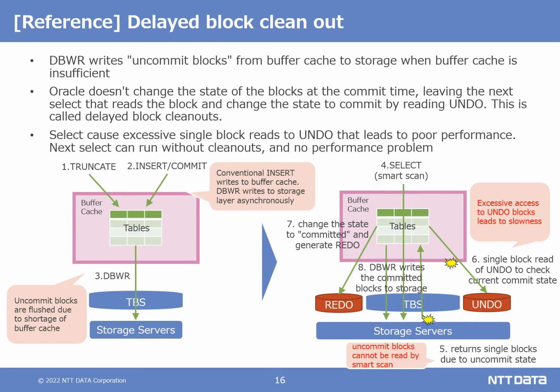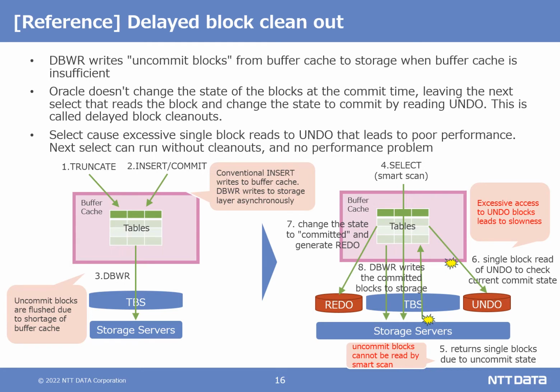This figure explains what happened in the third issue in the performance test. First, a table is truncated and inserted into by insert into select. Since the insert is conventional, it goes through the buffer cache. There are similar inserts running to different tables concurrently. The buffer cache becomes insufficient and the database writer has to write uncommitted blocks from the buffer cache to the storage.